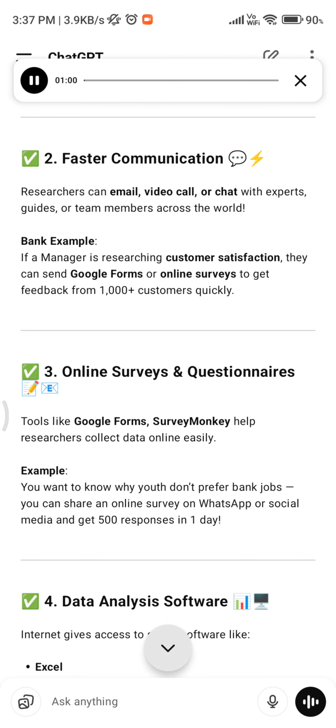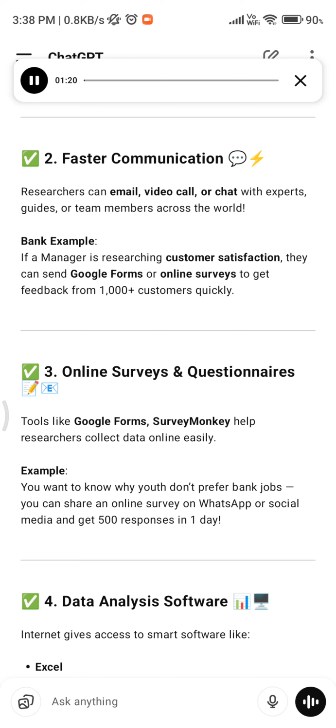2. Faster communication. Researchers can email, video call, or chat with experts, guides, or team members across the world. Bank example: if a manager is researching customer satisfaction, they can send Google Forms or online surveys to get feedback from 1,000 customers quickly.